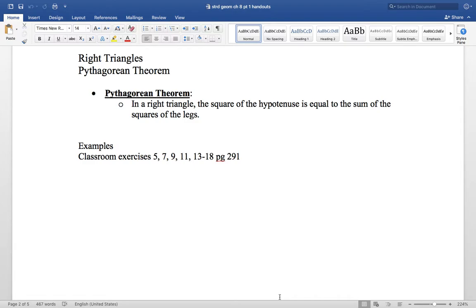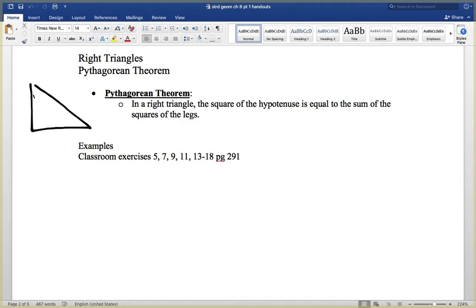The Pythagorean theorem says in a right triangle, the square of the hypotenuse is equal to the sum of the squares of the legs. So we have a right triangle, and you've probably seen it written before as a squared plus b squared equals c squared. So that's the sum, the plus, of the squares, a squared and b squared, is equal to the hypotenuse squared.